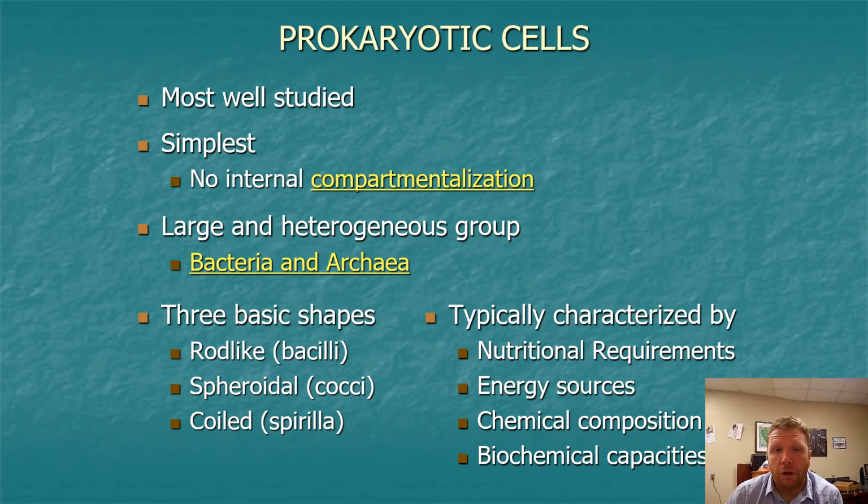They consist of a large and heterogeneous group, so there are members from bacteria and archaea. There are 3 basic shapes. They can be rod-like, spheroidal, or coiled. So examples would be bacilli, cocci, and spirilla. They're typically characterized by their nutritional requirements. So if they're photosynthetic, for instance, what their energy sources are, their chemical composition, and their biochemical capacities. So what they're actually capable of doing from a biochemical standpoint.